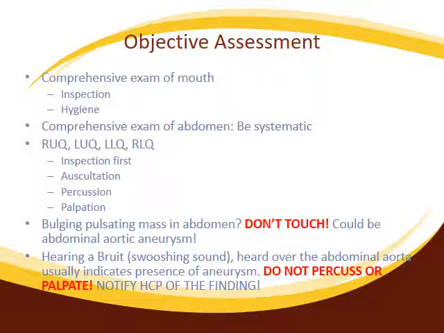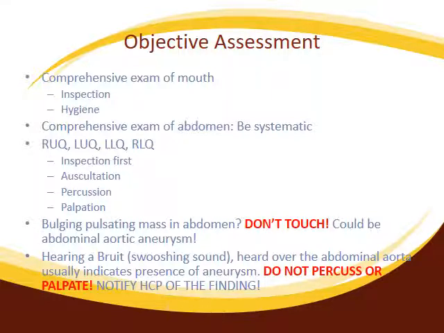We want to be systematic in our assessment of the abdomen. I would think you guys know these initials, but I wanted to make sure. The right upper quadrant, go from the right upper quadrant over to the left upper quadrant, then down to the left lower quadrant, and then right lower quadrant. Be systematic about how you do your assessment. The way you do it the first time, do it that way every time, unless you figure out a way to do it a little better. But do it systematically.